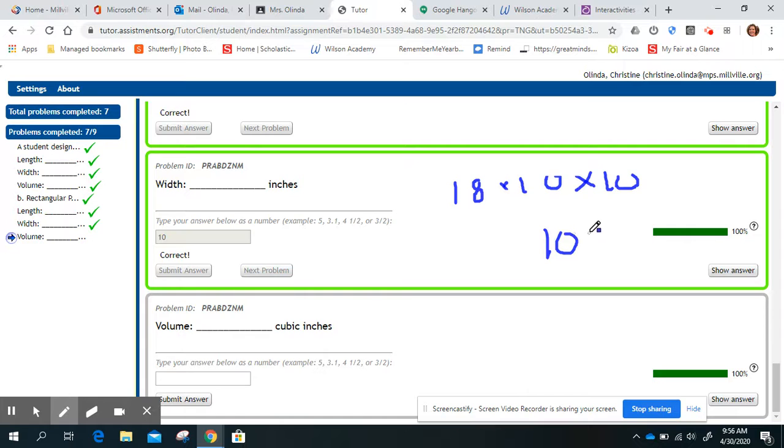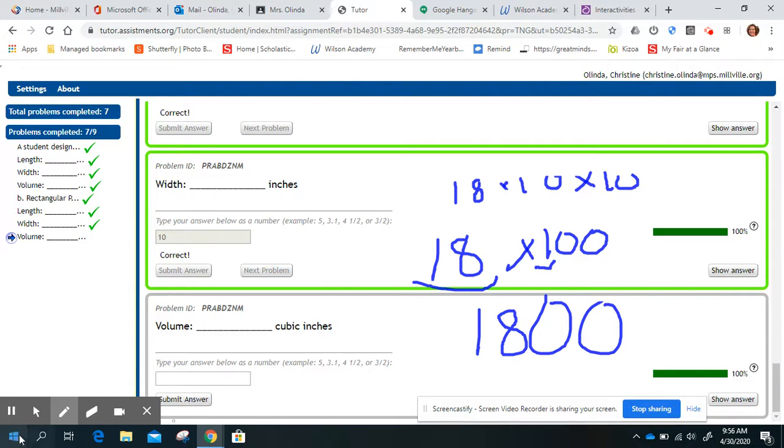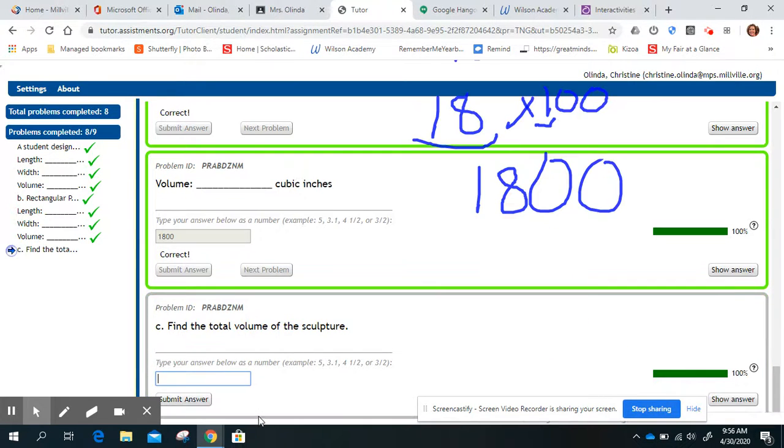10 times 10 is 100. And when I'm multiplying by 18, it's the same as the simple fact, 18 times 1, and then 2 zeros at the end. So the volume has to be 1800. And I hit submit, and it's correct. And now it wants me to find the total volume of both prisms together.